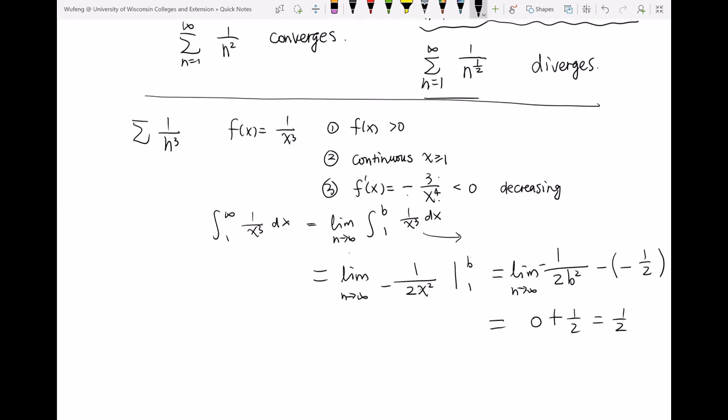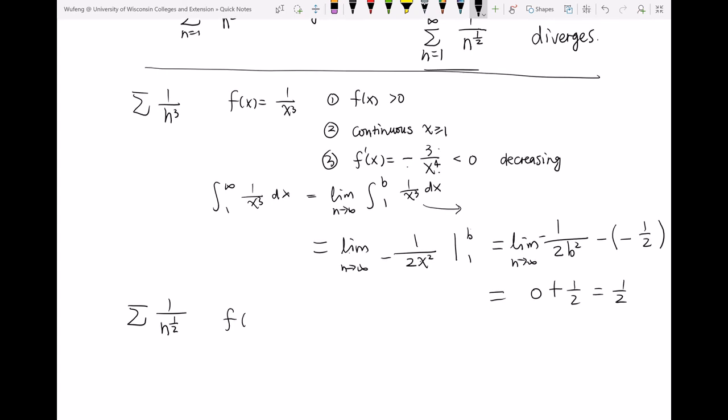Now let's look at 1 over n to the power 1 half, which is the square root of n. We'll look at this one real quick, the same thing. 1 over x, n to the power 1 half, you define f(x) equals x to the power 1 half. And we check this very quickly: f(x) is bigger than 0. Second, the function is continuous for x bigger than or equal to 1.